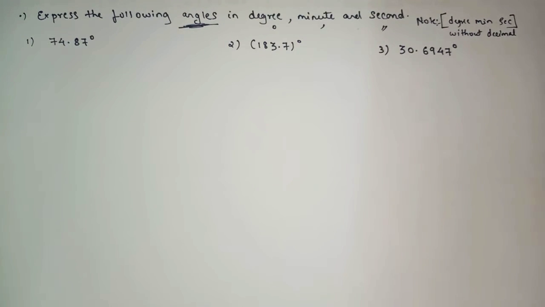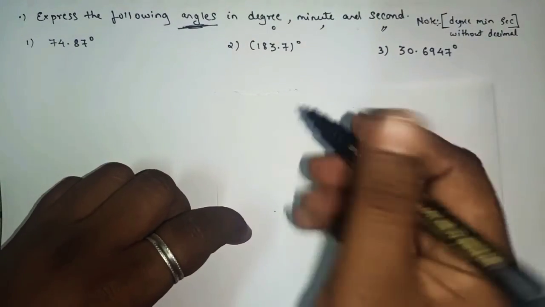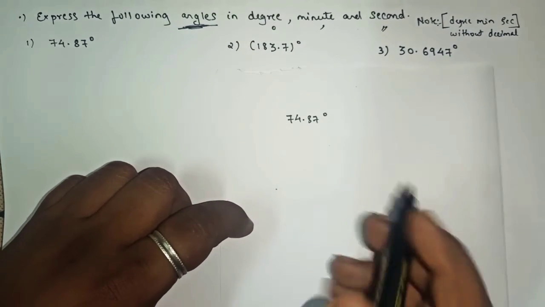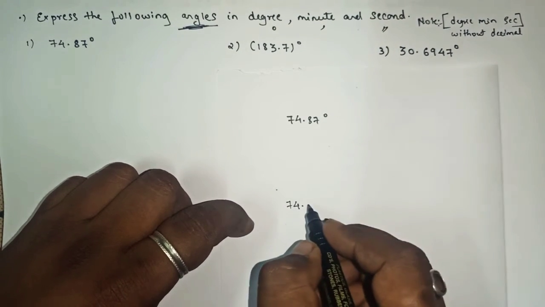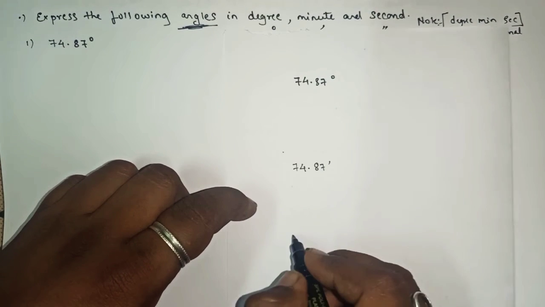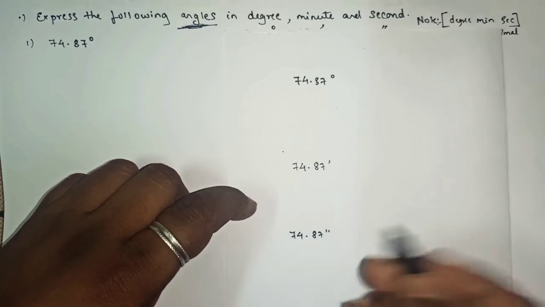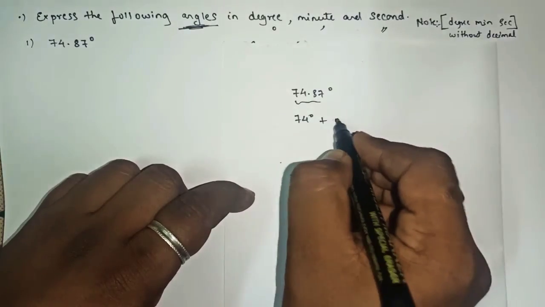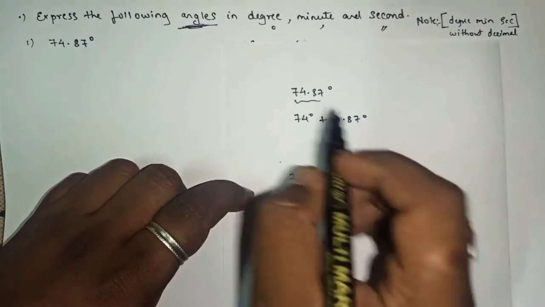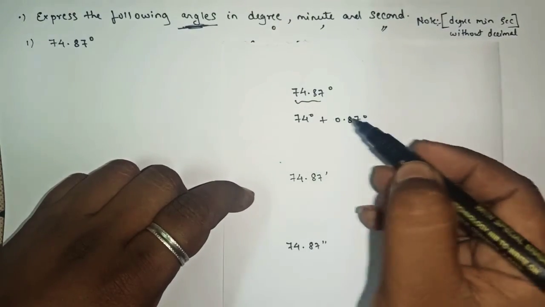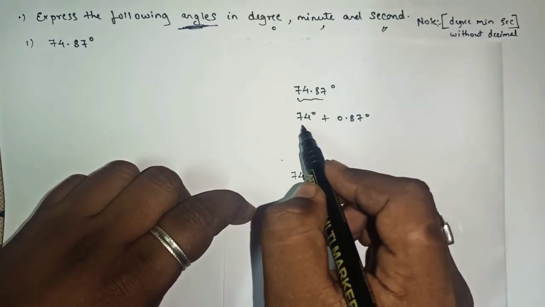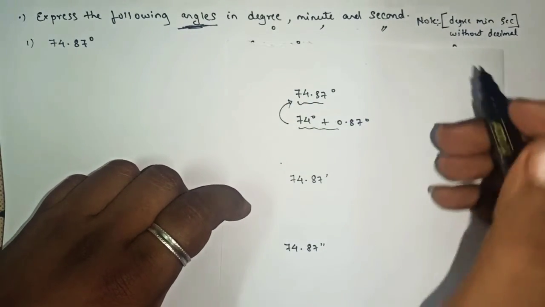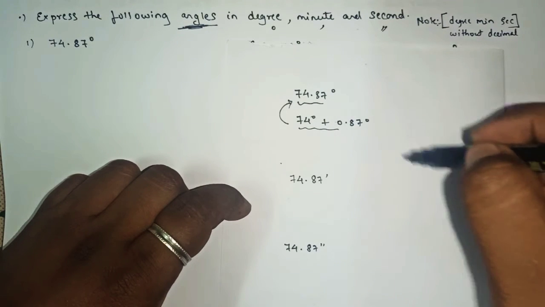Now we'll see what the exact process is. Suppose here we have 74.87 degree. This can be written as 74 degree plus 0.87 degree. Understood? The 74.87 we can write as 74 degree plus 0.87, and as you add them you get the previous step. And as I told, the final answer should be without decimal. Try to avoid the decimal.